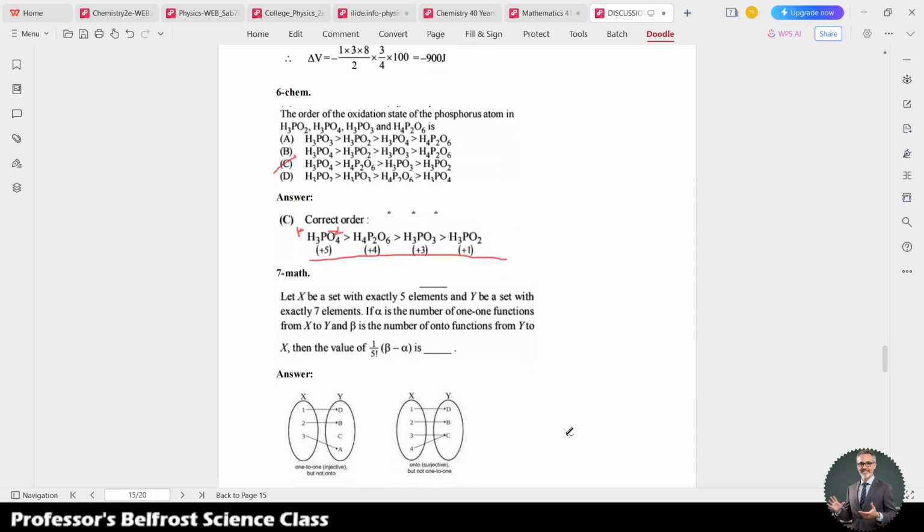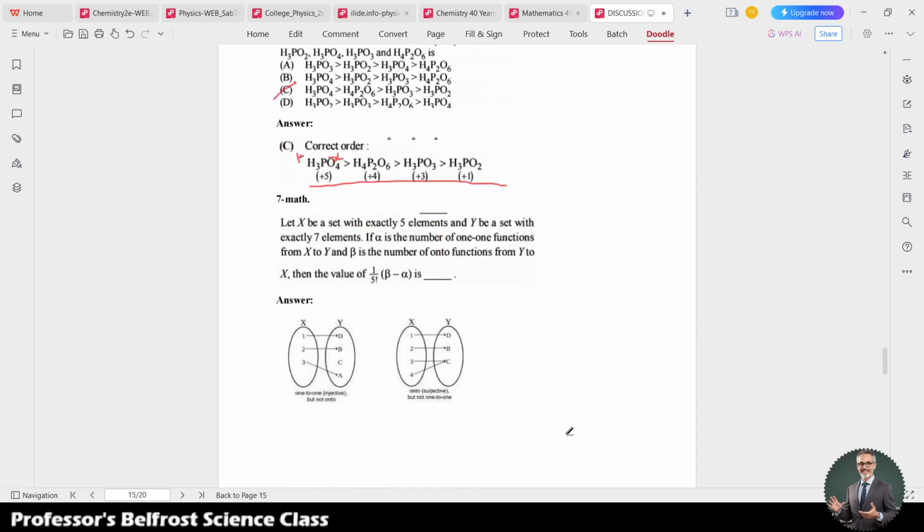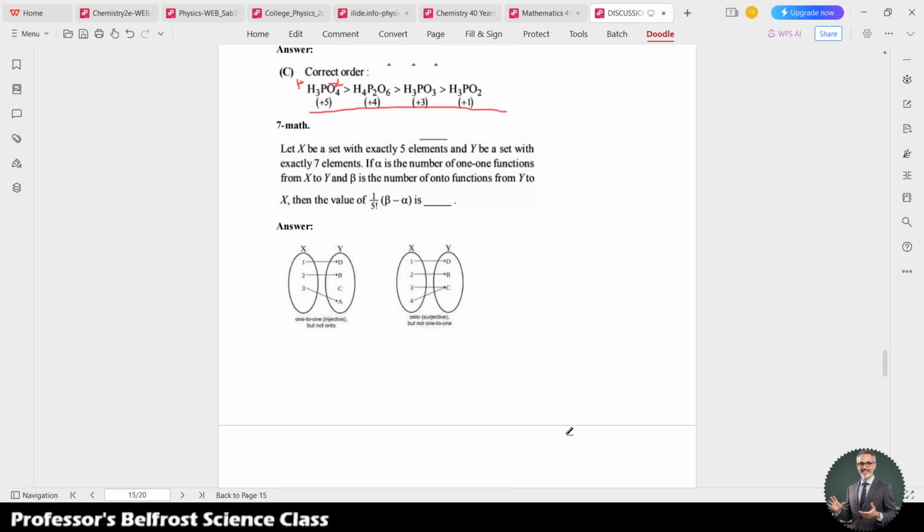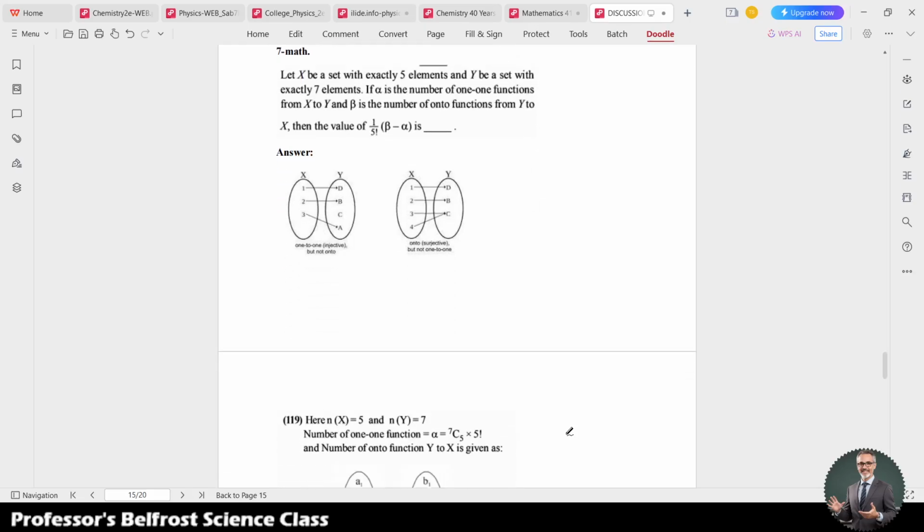Okay. Yeah, this one. Let X be a set with exactly 5 elements and Y be a set with exactly 7 elements. If alpha is the number of one-to-one functions from X to Y and beta is the number of onto functions from Y to X, then the value of 1 by 5 factorial times (beta minus alpha) is.